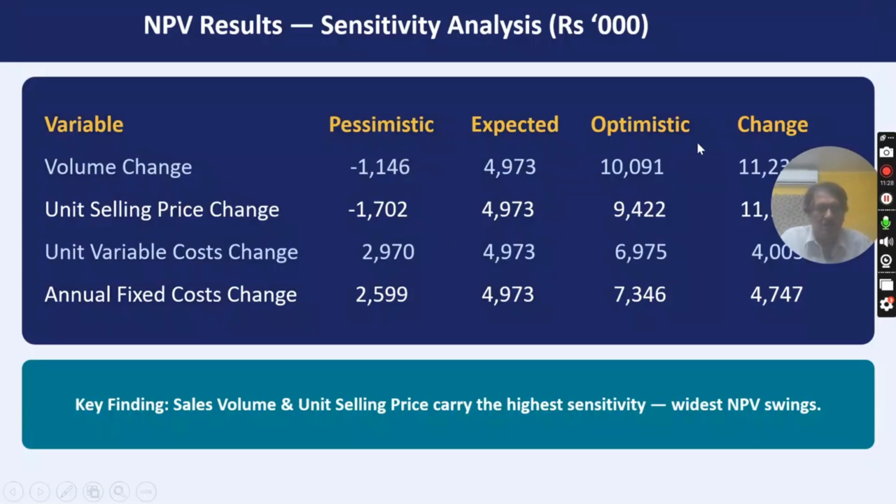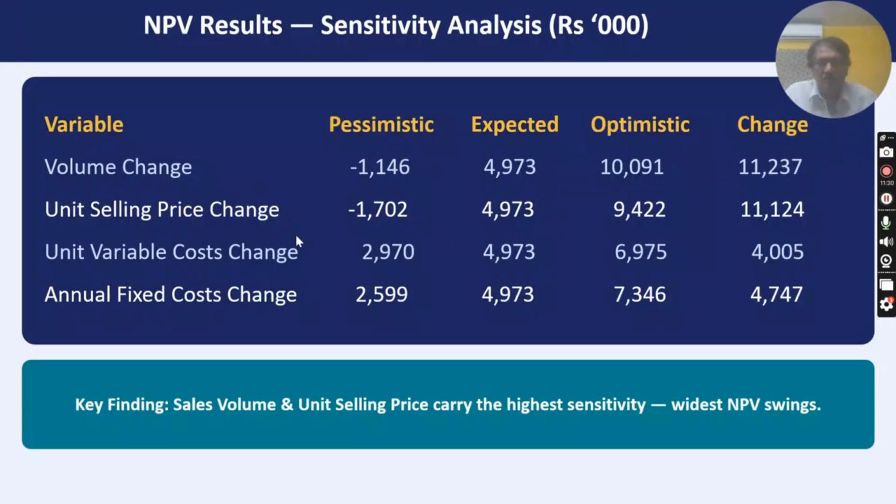Now these are the different NPV values. So we have identified that volume and unit selling price are the most sensitive variables for this project. Sales volume and unit selling price carry the highest sensitivity, with the widest NPV swings.